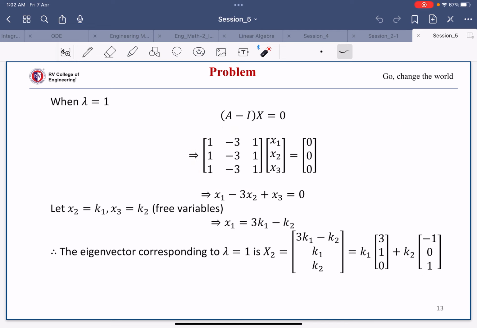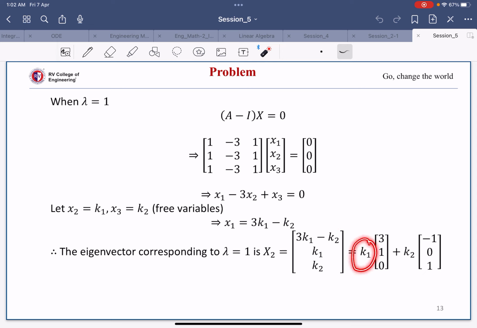So I can either take x2, x3 as the free variables, x1, x2, or x1, x3. Any combination can be considered. So x2 is equal to k1 I have taken, x3 is equal to k2 as the other free variable. So if x2 is k1 and x3 is k2, we get x1 as 3k1 minus k2. So the eigenvector corresponding to lambda equal to 1 is this: this will be our x1, this is our x2, this is our x3. This can also be written in this way.